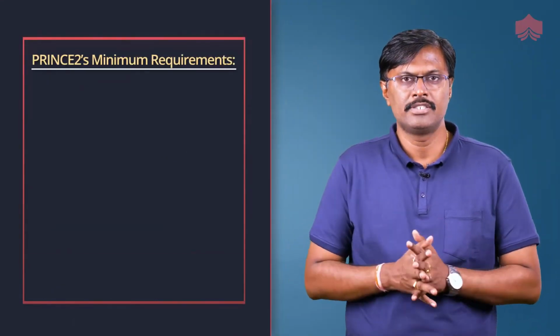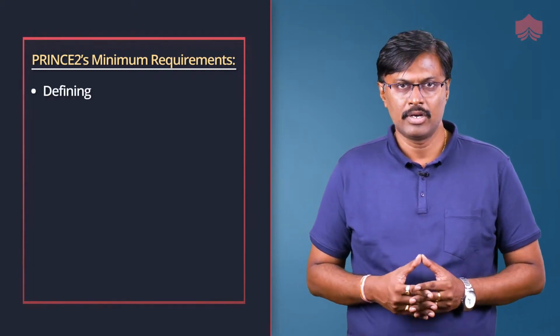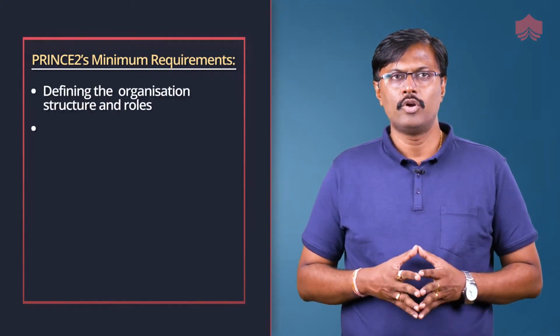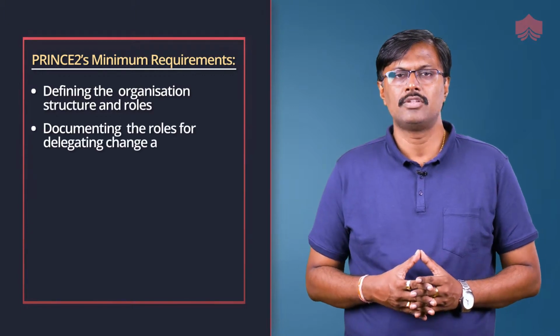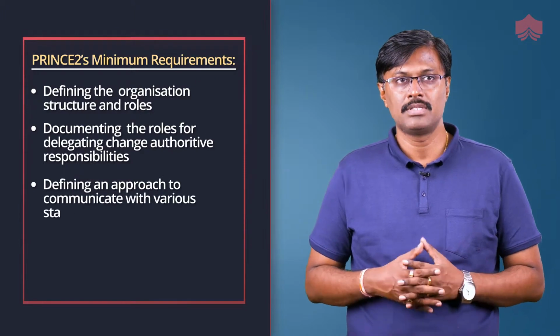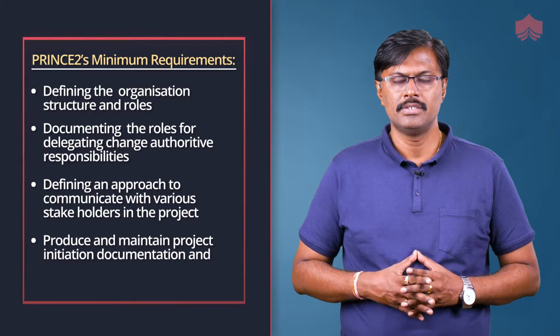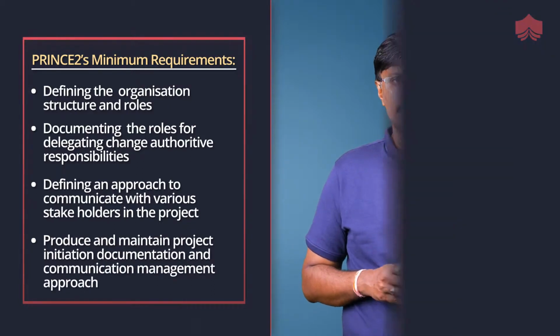PRINCE2's minimum requirements. In relation to the organization theme, the minimum requirements for PRINCE2 projects are defining the organization structure and roles, documenting the roles for delegating change authority responsibilities, defining an approach to communicate with various stakeholders in the project, and producing and maintaining project initiation documentation and the communication management approach.